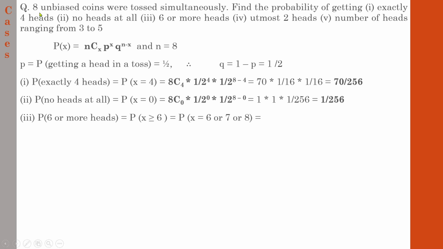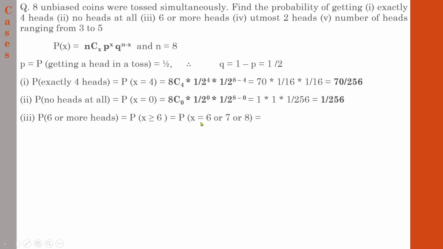In the question it is mentioned that 8 unbiased coins were tossed. So 6 or more means how many numbers? 6, 7, 8. Only up to 8. No 9, 10, 11, anything will happen. 6, 7, 8. So x greater than or equal to 6 is written as x greater than or equal to 6.